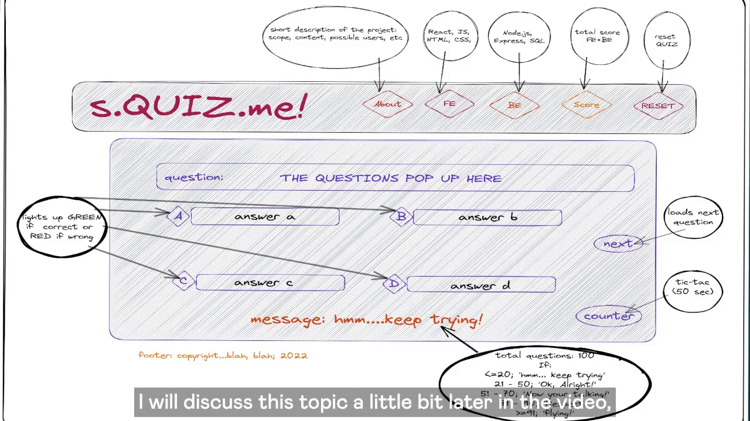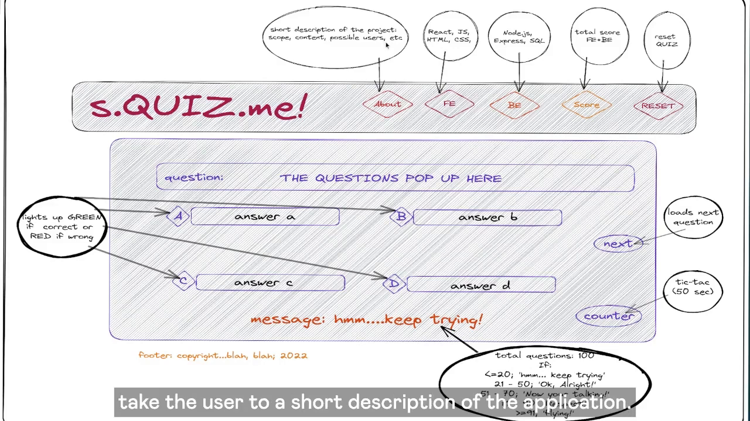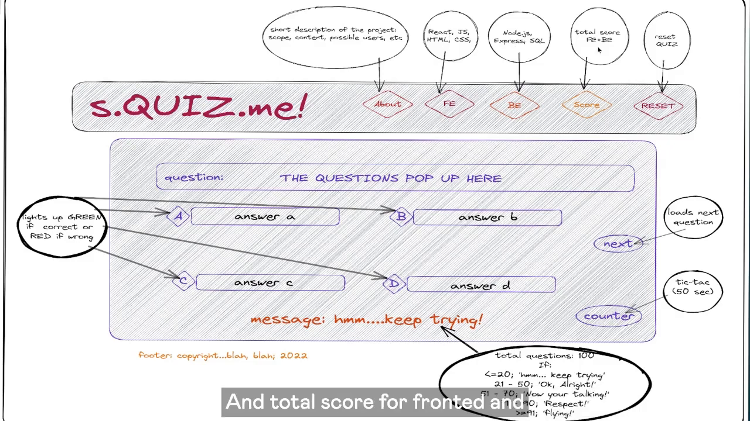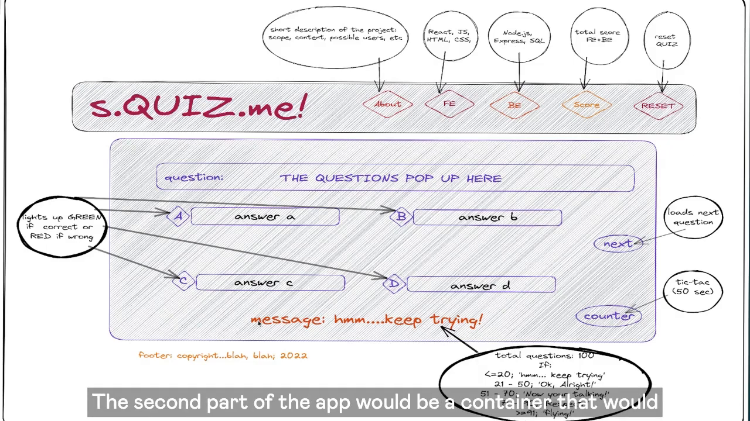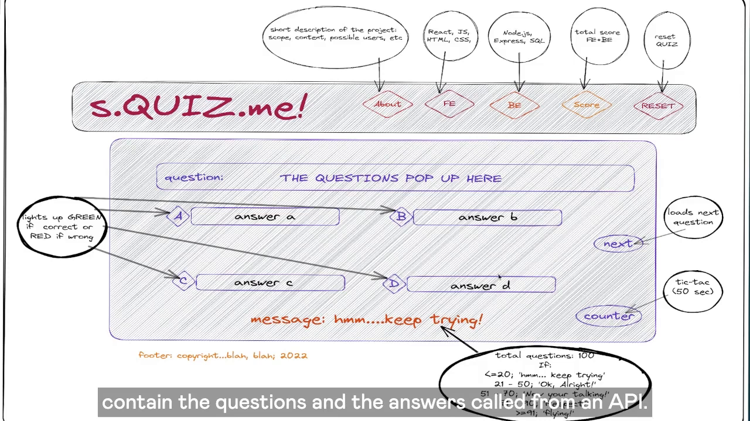I will discuss this topic a little later in the video, but the idea was to have a navbar here with the title and a few buttons and links: an About button that would take the user to a short description of the application, a front end link that will take the user to a quiz for the front end technologies, the same with the back end, a total score for the front end and back end, and the reset button.